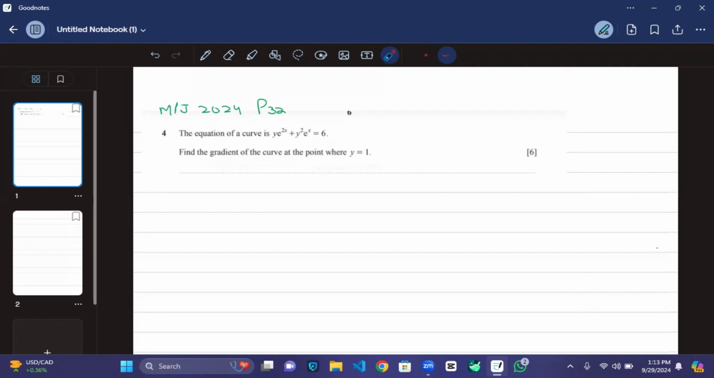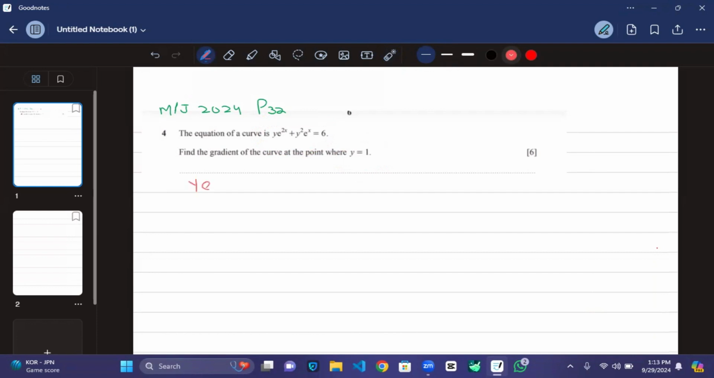So after reading the question, we have analyzed one thing: we need to find the gradient of the curve. Basically, we need to differentiate this equation of a curve to find the gradient. Here you can clearly see the y coordinate is given, which is 1, but we don't have the x coordinate. So how will we find the x coordinate? We just need to insert this value of y, which is 1, directly into the equation of the curve to find the x coordinate. So let's do this.